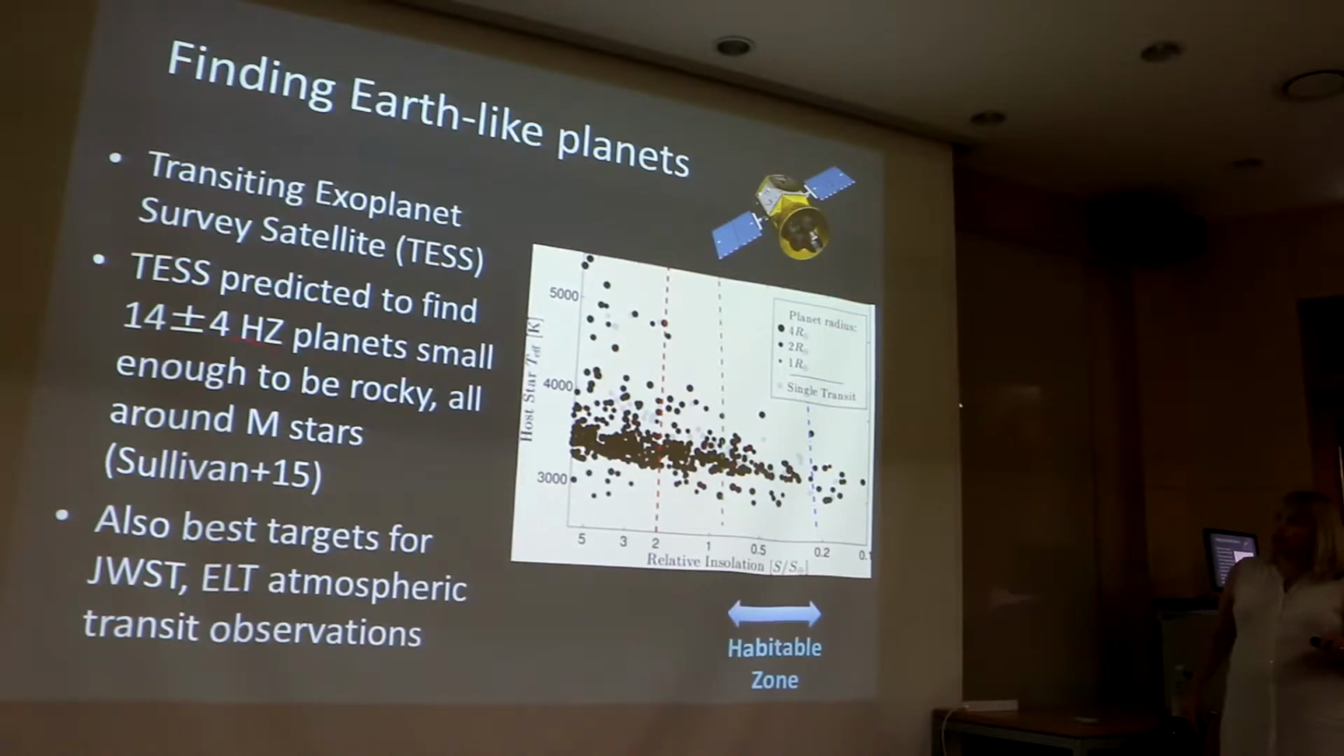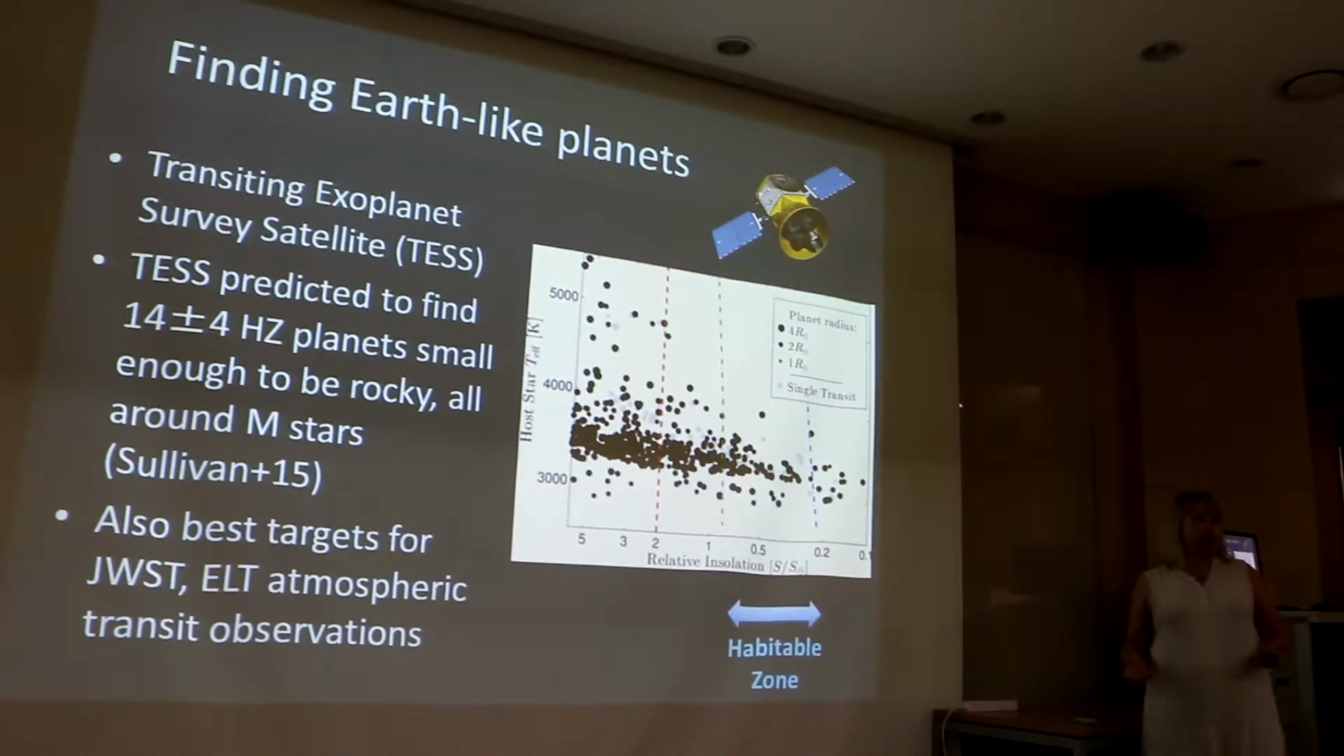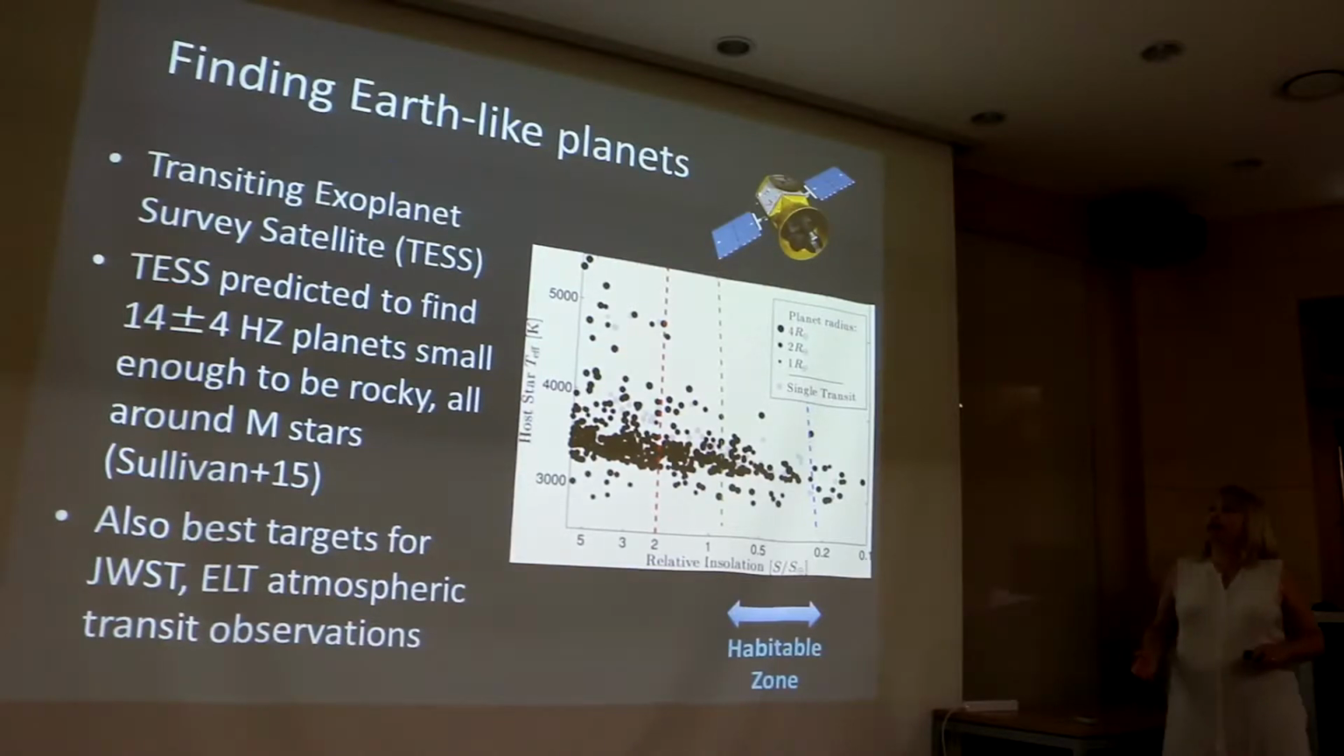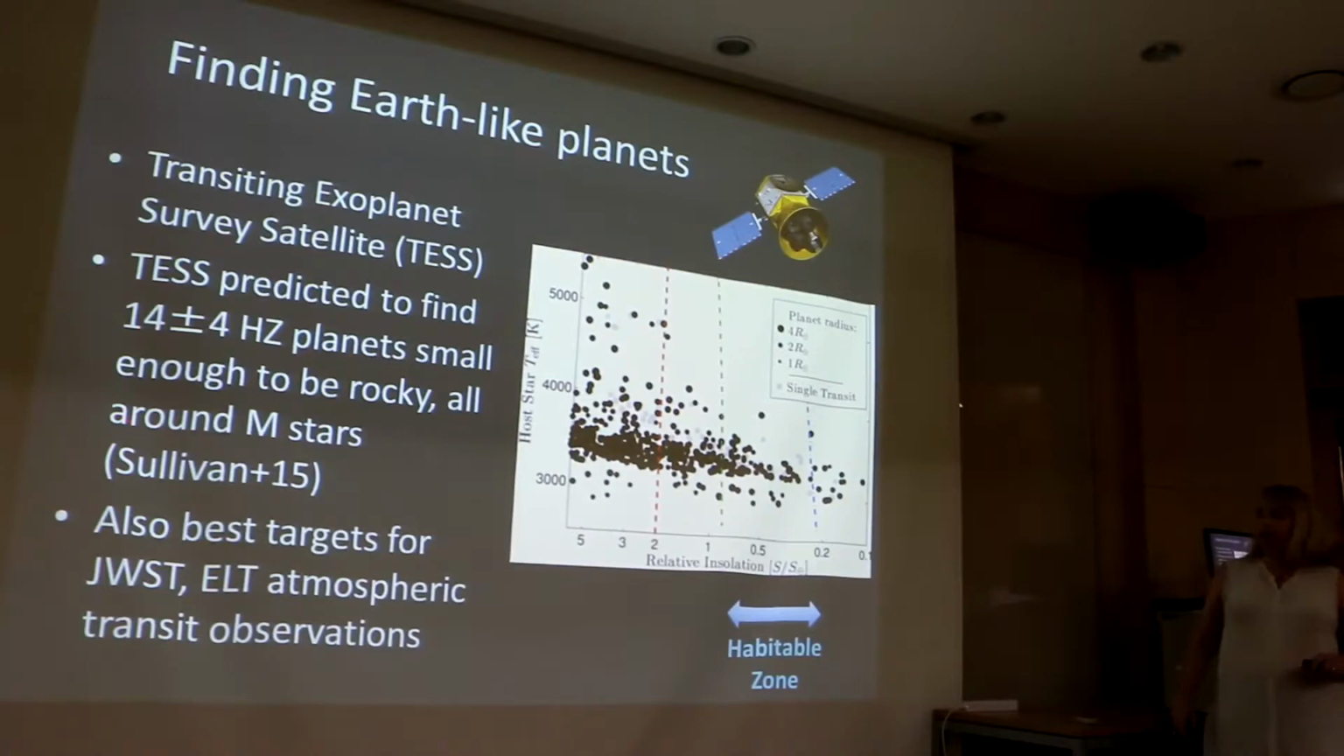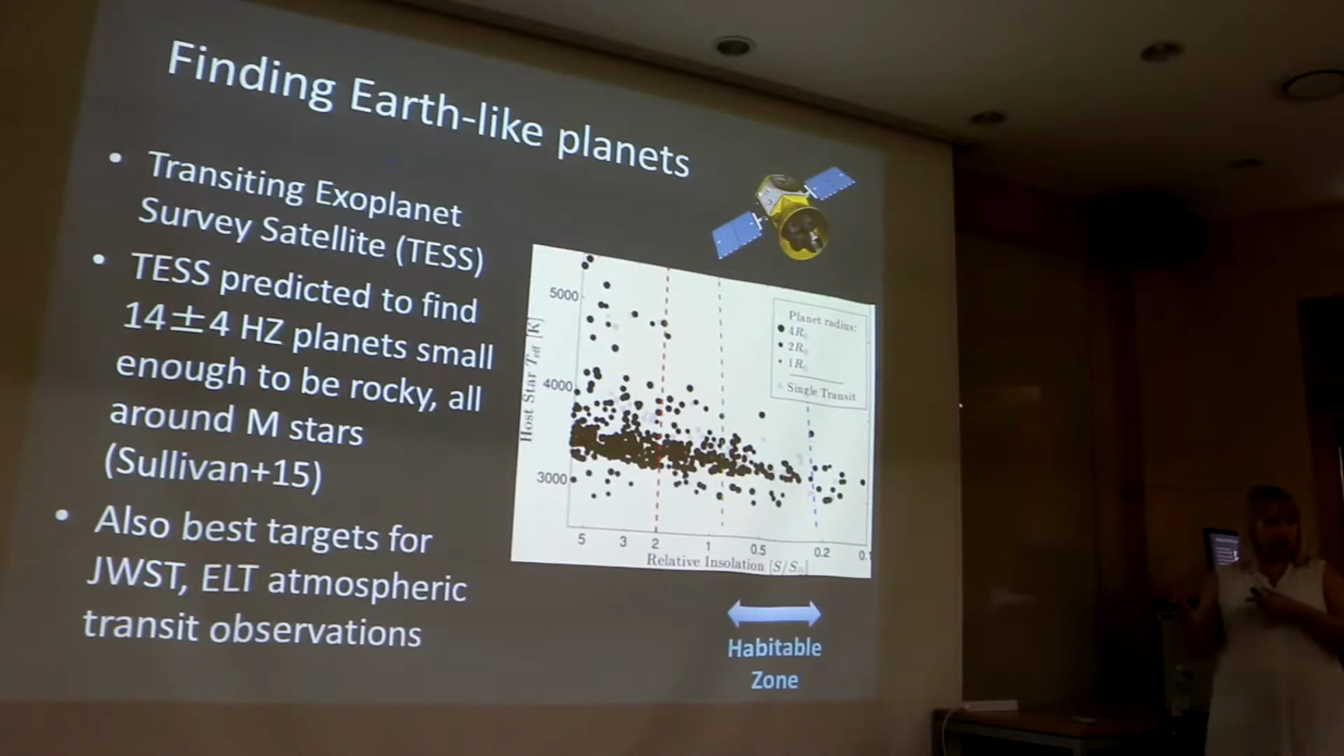And they predict that they will find 14 planets in the habitable zone around the star. So small enough to be rocky and in the habitable zone. All 14 they predict will be around these cool stars because it's much easier to find. The other reason this is important is the James Webb Space Telescope is also launching next year. James Webb will probably look at least one, maybe two planets to try to understand what the planet atmosphere looks like. That's going to take a lot of time to observe. These are faint targets.